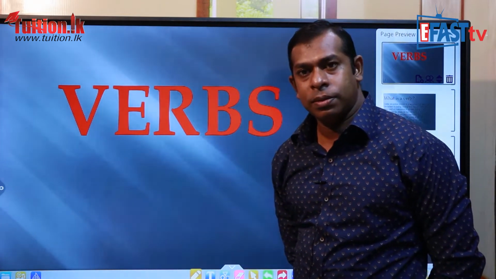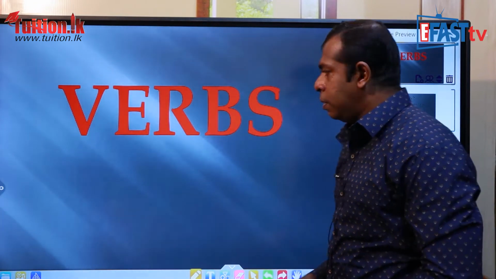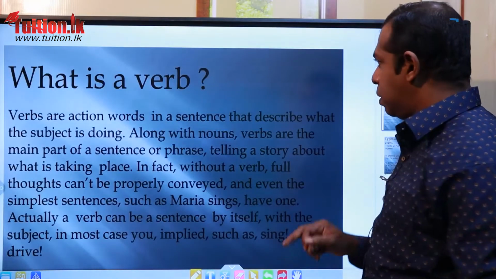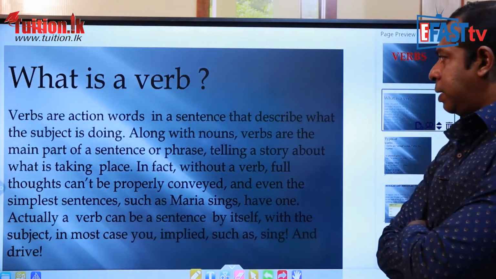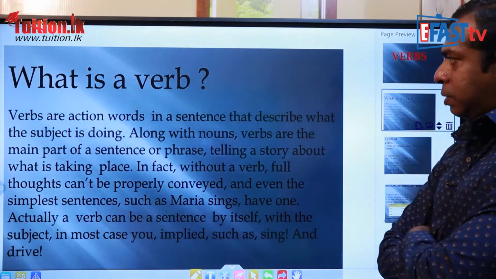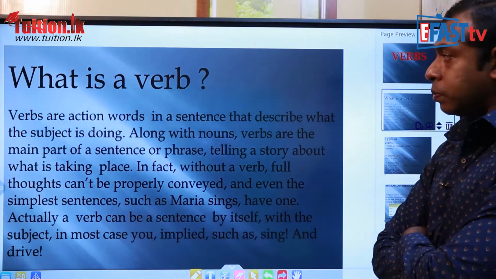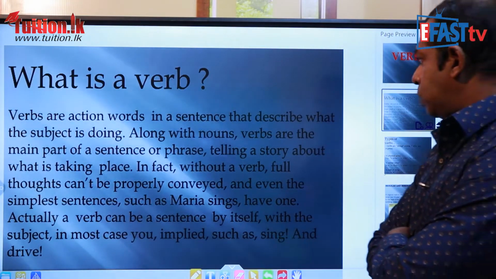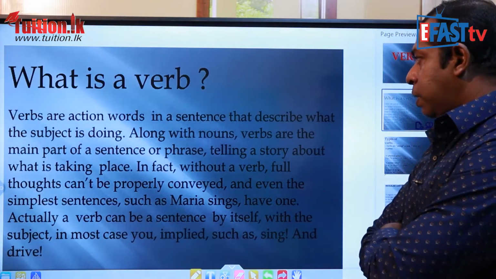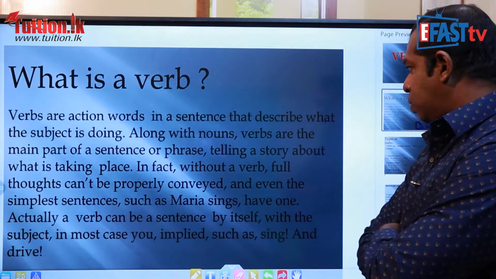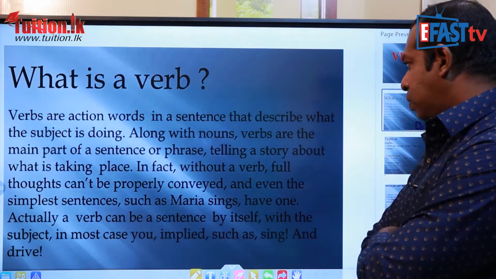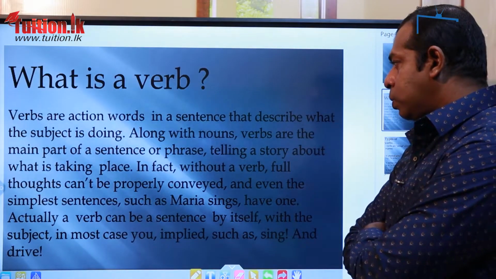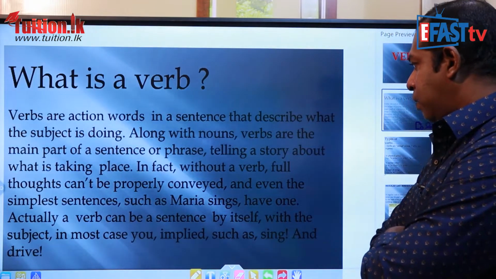So verbs are the most important grammar part in English. So let's study what is a verb. Verbs are action words in a sentence that describe what the subject is doing. Along with nouns, verbs are the main part of a sentence or phrase, telling a story about what is taking place. In fact, without a verb, full thoughts can't be properly conveyed.